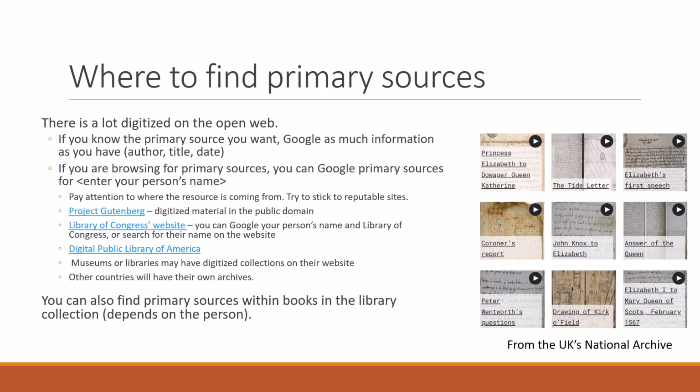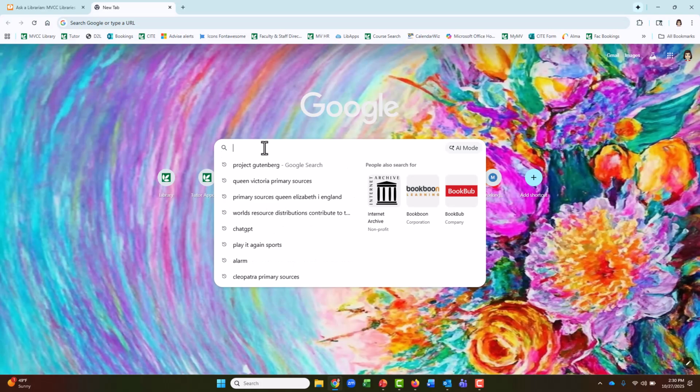So where do you go to find primary sources? Searching the open web through a search engine like Google is a good place to start. There's been a lot digitized by museums and libraries, private organizations, and archives, and put right on the internet. You can start by Googling your person and the words primary sources. So let's give it a try. I'm going to pretend like I'm doing a biography on Queen Elizabeth I of England.